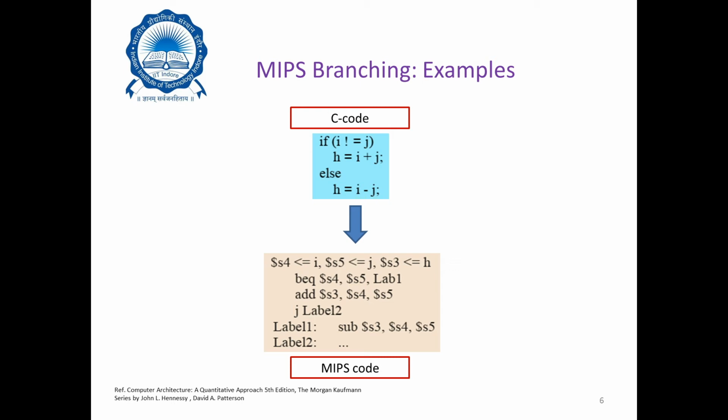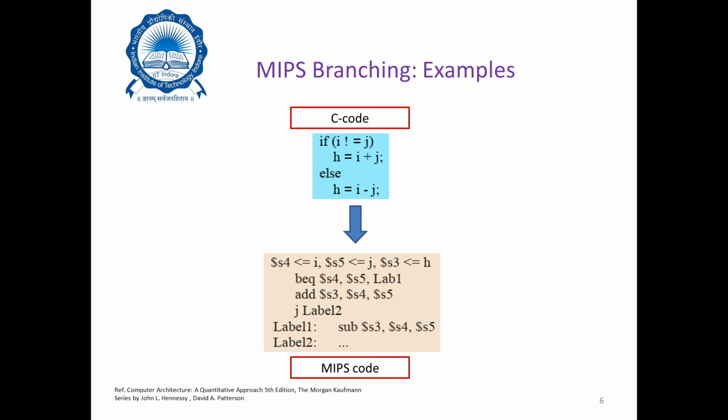So, beq $s4, $s5, label 1. If i and j are equal, that means I'm first testing the else condition, because if it is not equal, it will anyway do the addition, right? But if it is equal, then I'm testing that condition. So using the statement beq, if the contents of $s4 and $s5 are equal, then it will jump to label number 1.